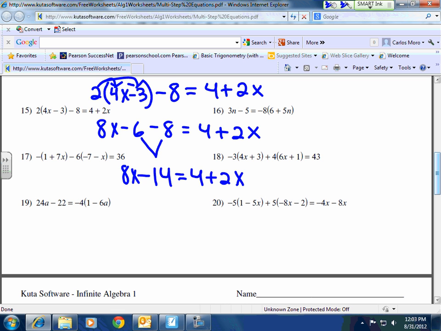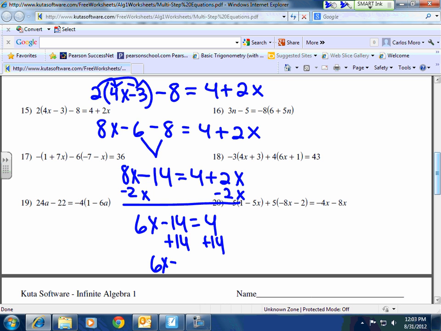Now let's get the x's together on one side. So I'm going to subtract 2x to both sides. I got 6x minus 14 equals 4. Now let's go ahead and solve this two-step equation. Add 14 to both sides. 6x equals 18. Divide by 6 to both sides. X equals 3.